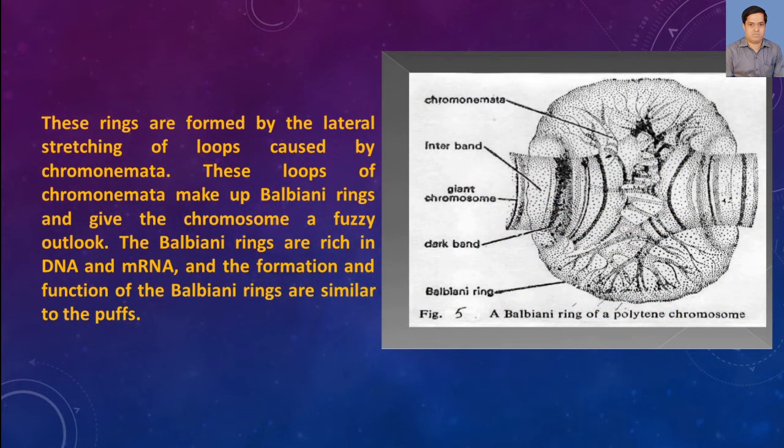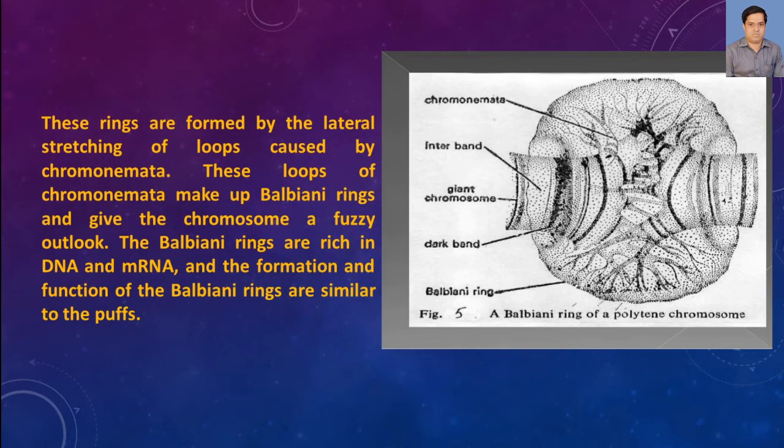And what is the function of these rings? These rings are formed by the lateral stretching of the loops caused by chromonemata. These loops of chromonemata make up the Balbiani rings and give the chromosome a fuzzy outlook. Due to the presence of Balbiani rings, the chromosome gets a fuzzy outlook. And the Balbiani rings are rich in DNA as well as messenger RNA, and the formation and function of the Balbiani rings are similar to the puffs.